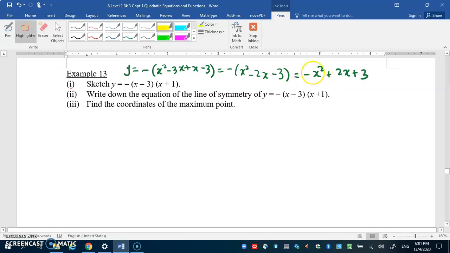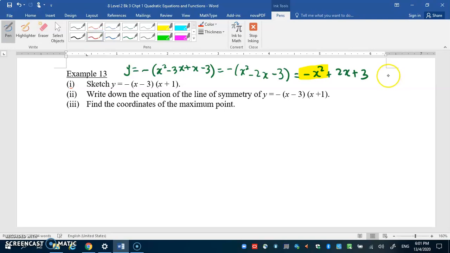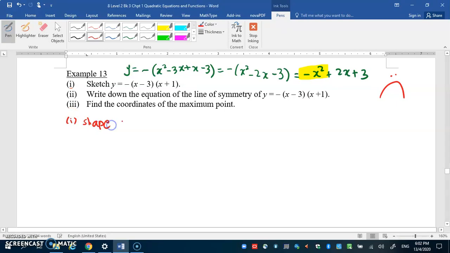Alright, we have a -x squared over here, which means the coefficient of x squared is -1. That's A, right? A is negative, which means my shape will be a sad face. Whenever I'm negative, I'm sad. Alright. Okay, so number 1, the shape is settled. Okay, the shape is going to be a sad face. Number 2, we're going to find the x-intercepts. Okay, so I'm going to let this equation be equals to 0.